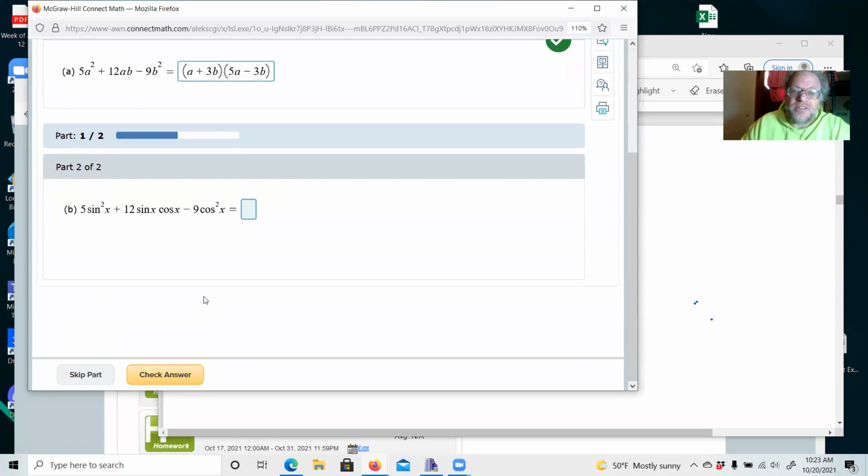Great. Hey, would you look at that? They put sines and cosines in here instead. Who would have guessed? So this is exactly the same structure: 5, thing 1 squared plus 12, thing 1 times thing 2, minus 9, thing 2 squared. So we're just going to write that down because it's exactly the same structure as the last one. It's going to be sine x plus 3 cosine x, that's our b.